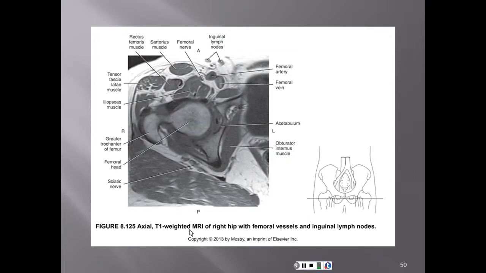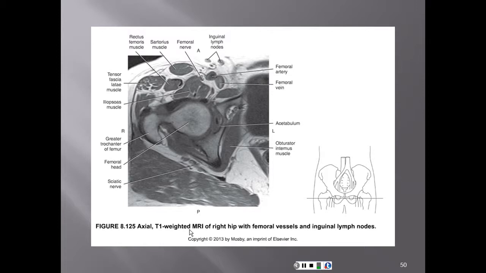So here we have an axial T1 weighted MRI of the right hip with the femoral vessel and inguinal lymph nodes. The inguinal lymph nodes drain lymph from the lower limb, perineum, anterior abdominal wall, as far superiorly as the umbilicus, gluteal region, and parts of the anal canal.